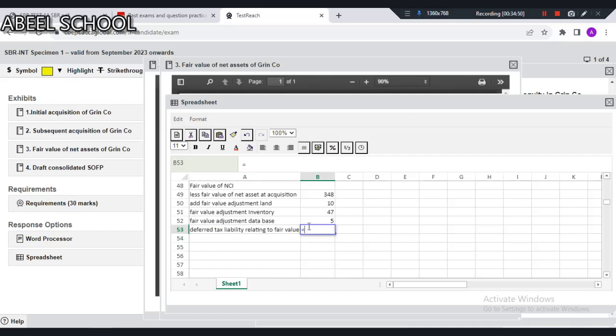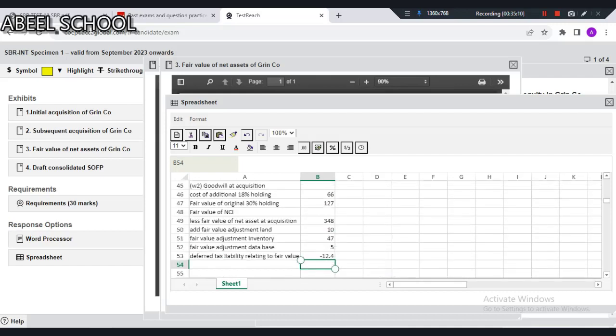It has to be here. Minus, now please see, 10 plus 47 plus 5, bracket close, into 20%. The tax rate is 20%. Okay.